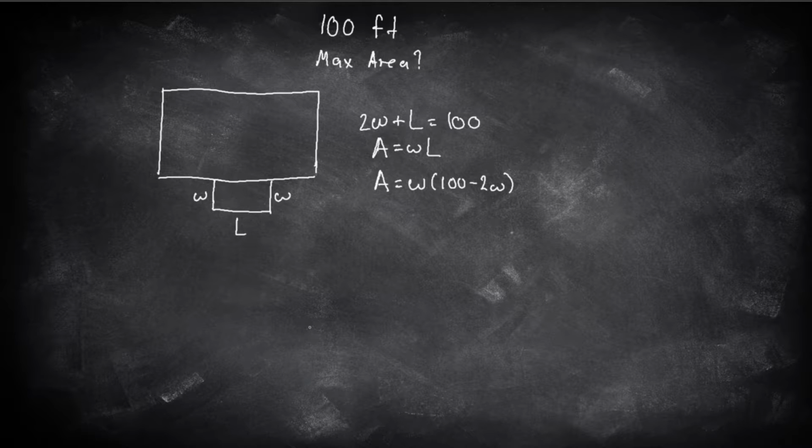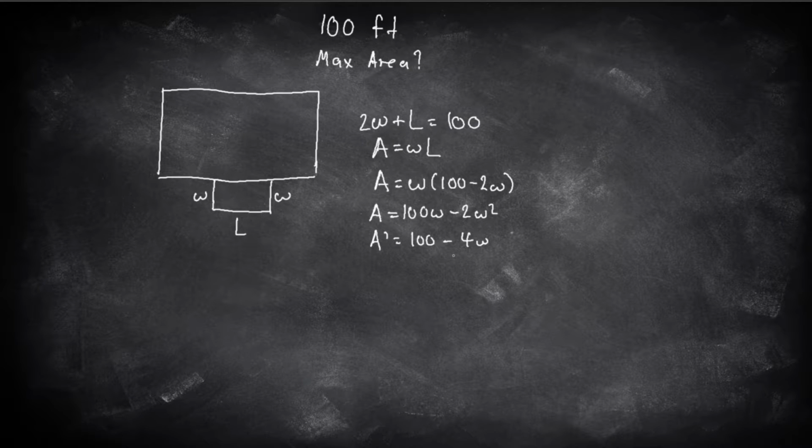So when we're dealing with optimizing for max and mins, we're dealing with derivatives. So taking the derivative of this, actually, let's simplify this further first. So let's say that's 100W minus 2W squared. Then we're going to take the derivative. So that's 100 minus 4W. So this will be our derivative.